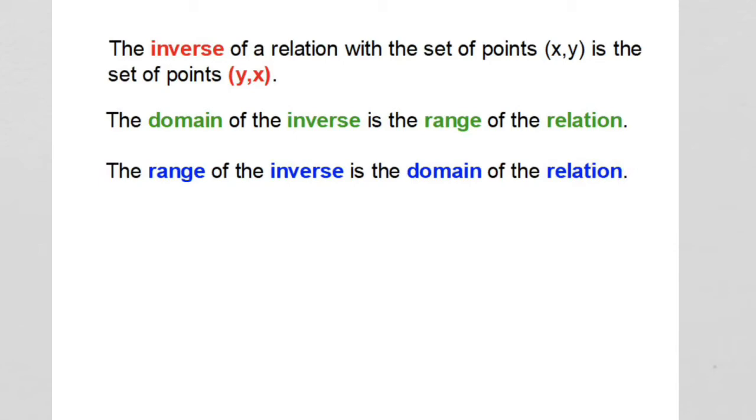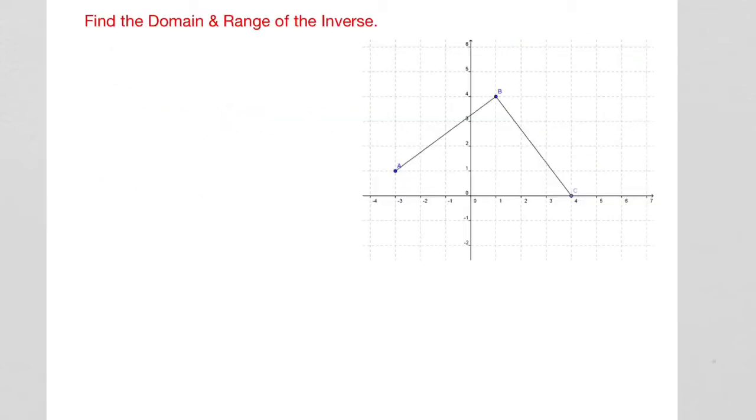Well, let's go ahead and look at an example in order for me to show you how this is going to be applied. So let's begin with this problem here. It says find the domain and range of the inverse. Now, if I want to get anything about the inverse, I have to first get the domain and range of the original graph. So let's begin there. Let's begin by getting the domain first.